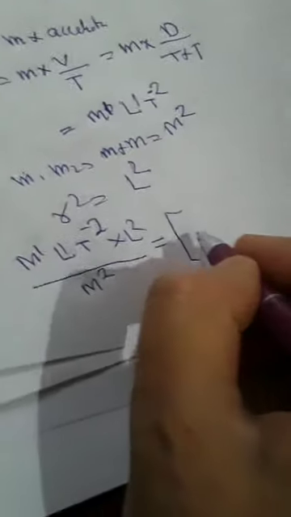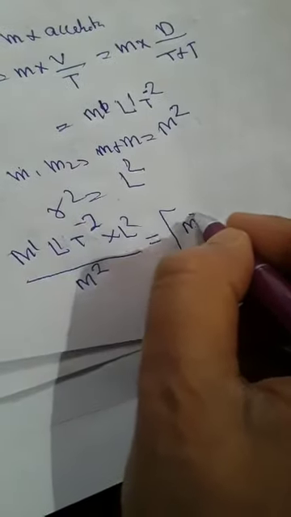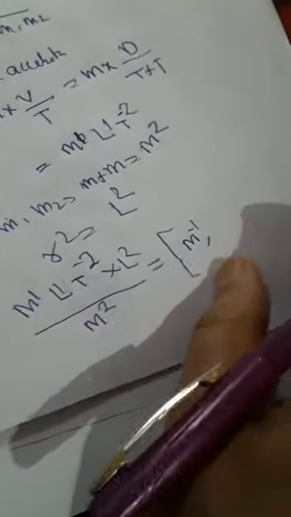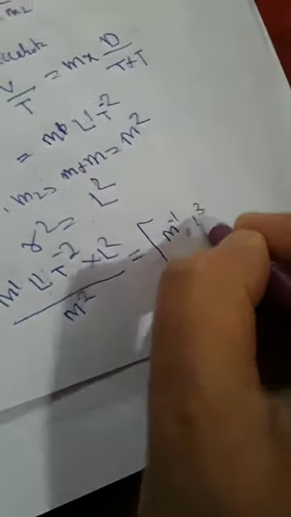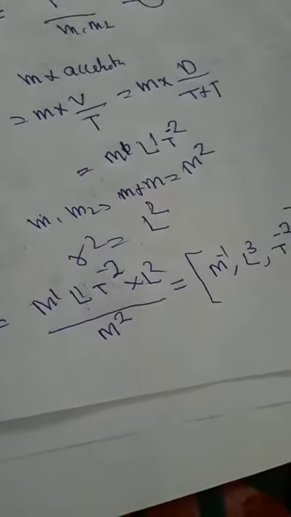When we write it, ये ऊपर आ जाएगा, -2 में से एक निकालोगे, -1. m raised power -1, comma, l raised power 3, and t raised power -2. This is the dimensional formula of universal gravitational constant. I hope you have got it.